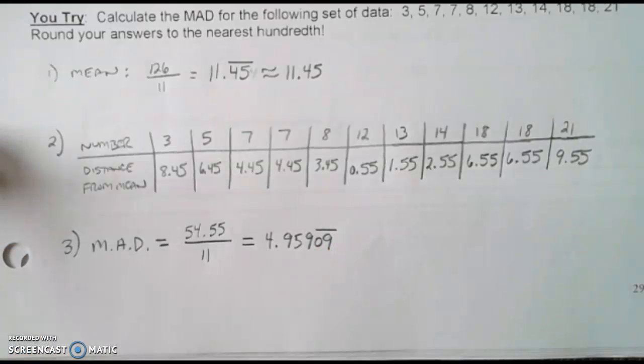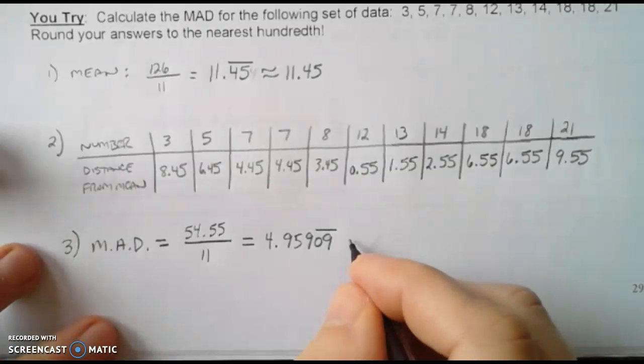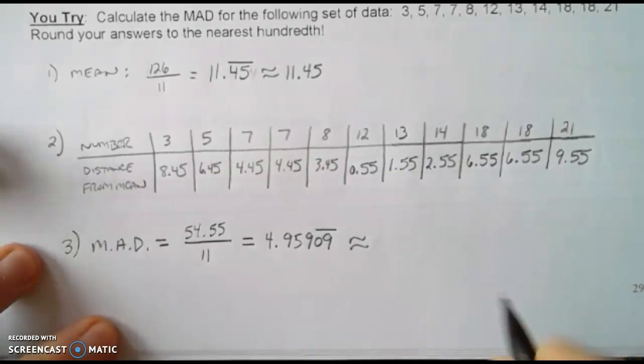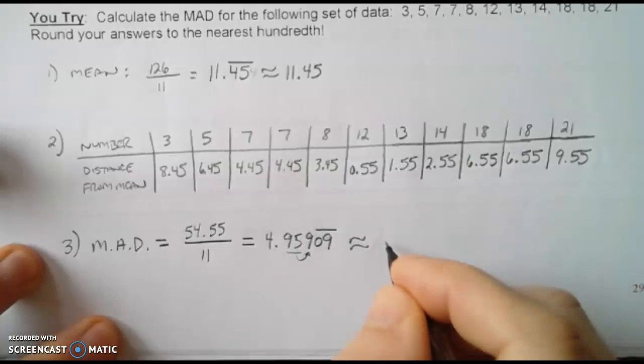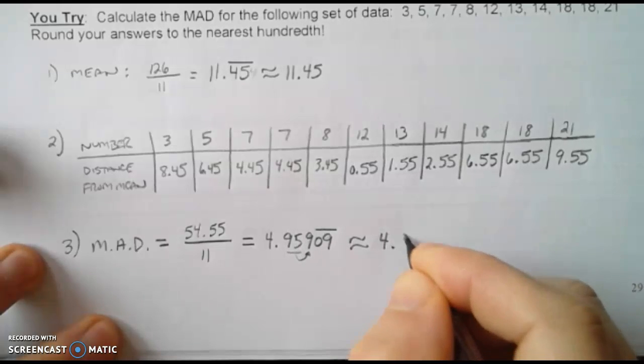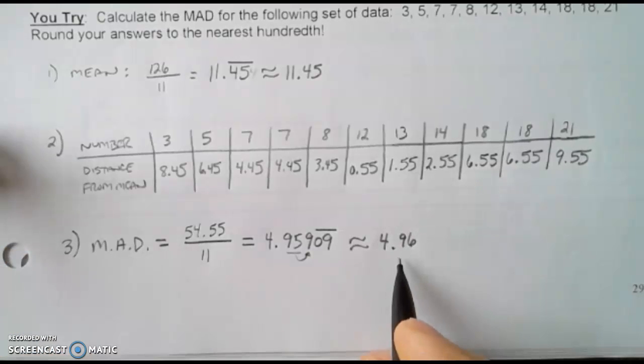The direction said to round to the nearest hundredth, so we take that number and say that it's approximately, since this 9 here is enough to round us up, 4 and 96 hundredths. So this number is your mean absolute deviation.